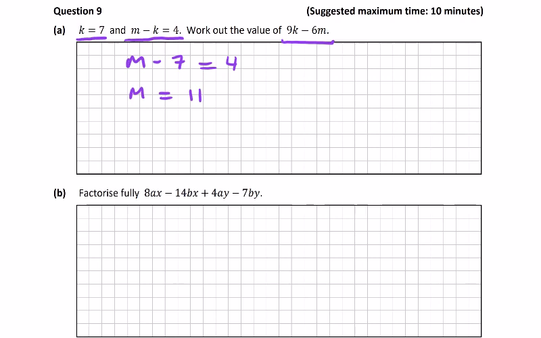So we have m is equal to 11, k is equal to 7. Substitution, 9 times k minus 6 times m, 63 minus 66 is minus 3.